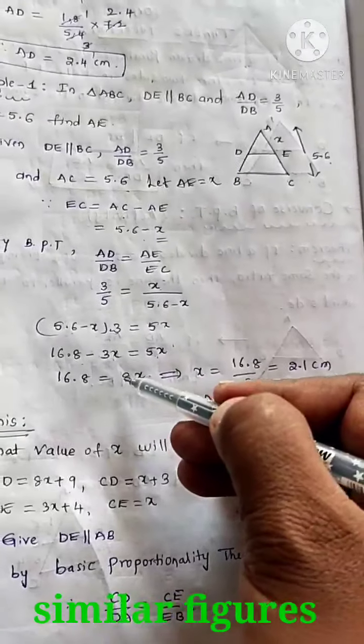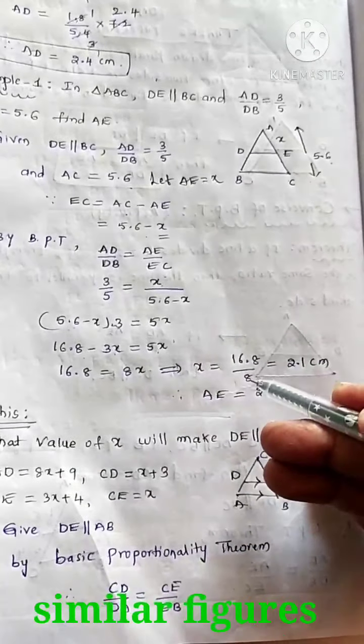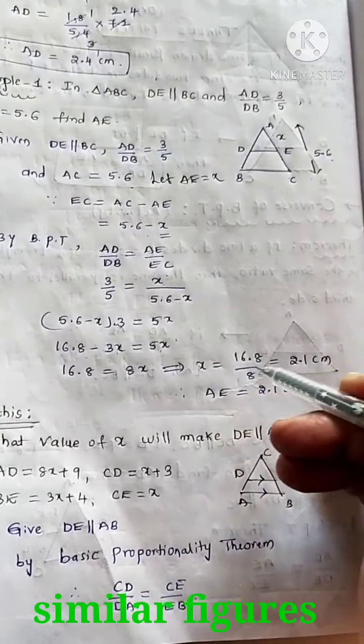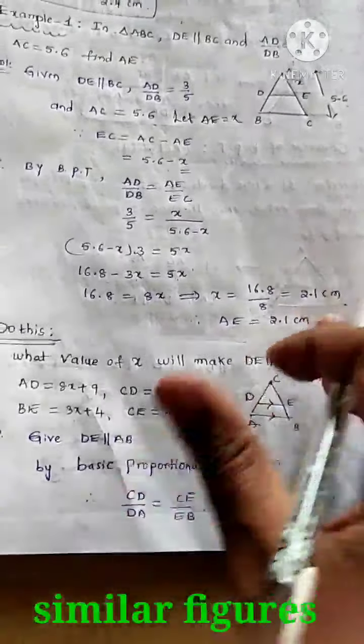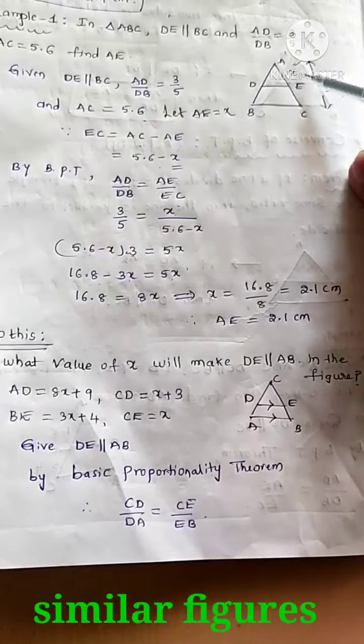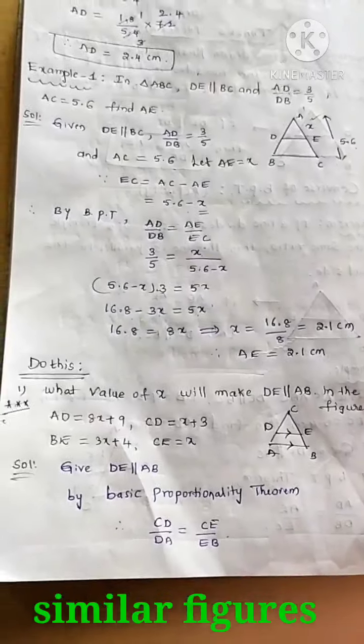Now x equals 16.8 by 8. By cancellation, 8 2s are 16, 8 1s are 8. The answer is 2.1 centimeters, the value of x. It is 2.1. The remaining value we don't want; it is not asked.